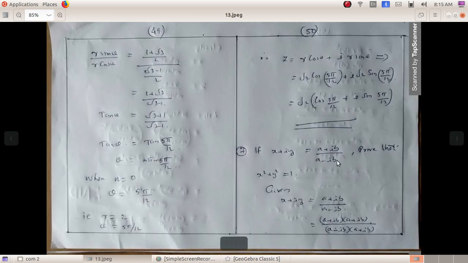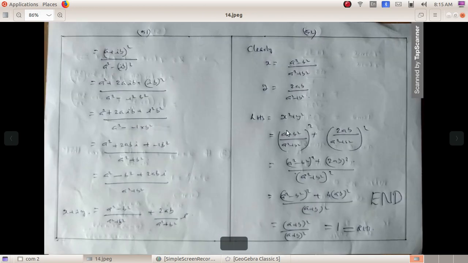Then what is to be proved? x square plus y square equal to 1. Now we have x and y, so x square plus y square is this square plus this square: (a square minus b square) whole square plus (2ab) whole square, divided by (a square plus b square) whole square. This is common, so I take the common denominator (a square plus b square) whole square. What is (a square minus b square) whole square plus (2ab) whole square, that is 4 a square b square? (a square minus b square) whole square plus 4 a square b square is what? It is a square plus b square.